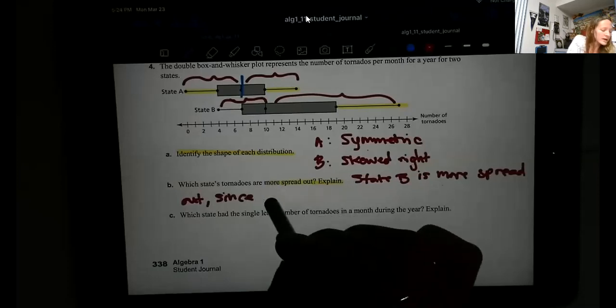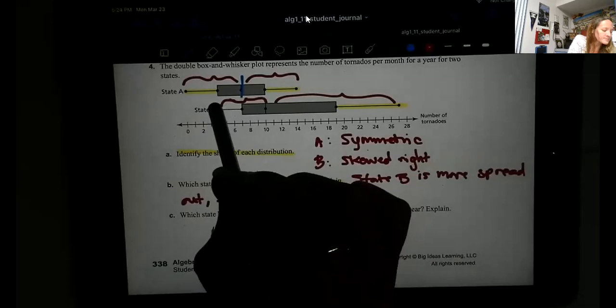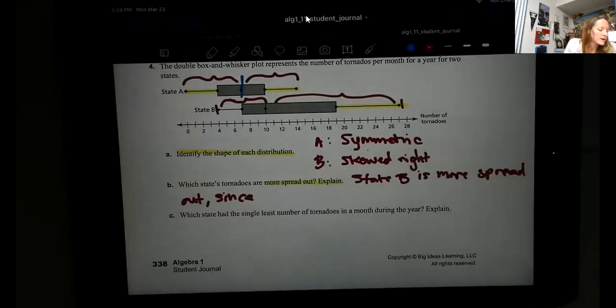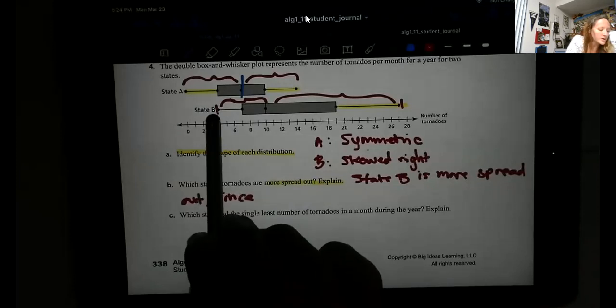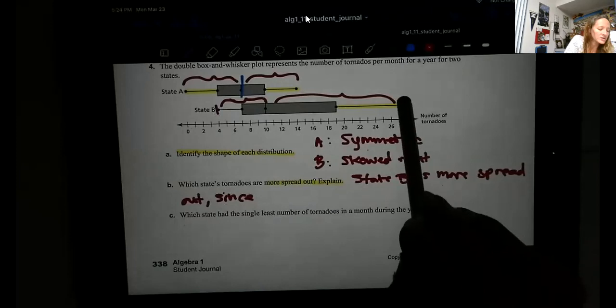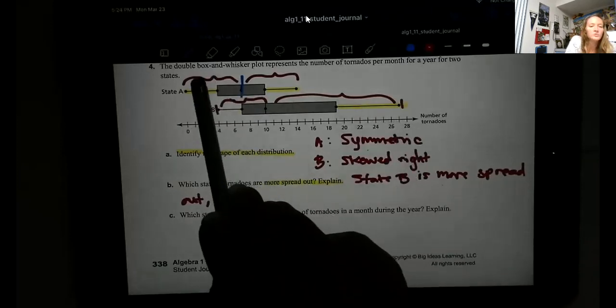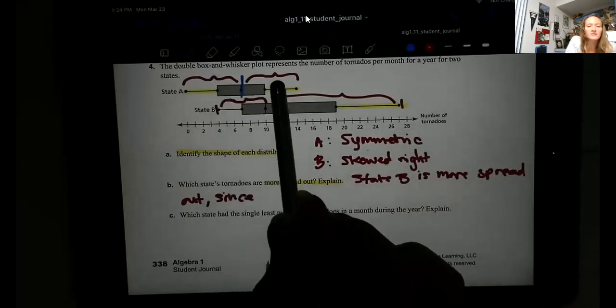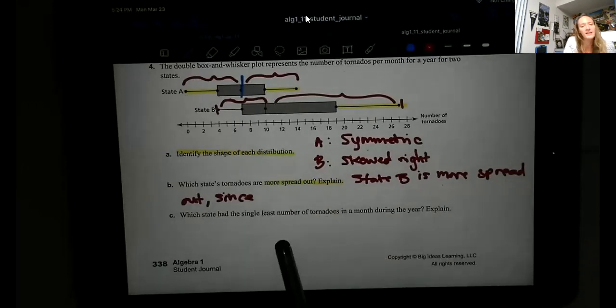And you can do a couple different things if you want to talk about how the number of tornadoes, the lowest it goes is 4 per month and the highest it goes is 27 per month, which is way more spread out than this guy who only has 0 to 14. You could talk about that using the word spread. But since spread is part of our answer, we don't necessarily want to use it in our explanation also. It's a little bit of circular reasoning.